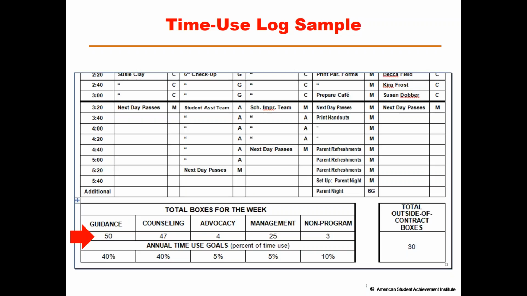Then the bottom right box is for you to list your total outside of contract boxes. I've made a heavy line on the paper where my contract time ended. My contract ended at 3:20, so everything that came after that I was doing on my own time.